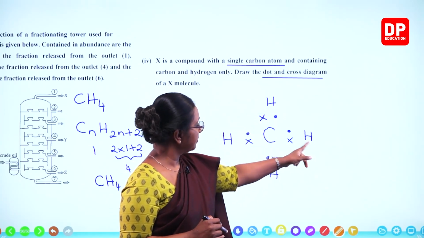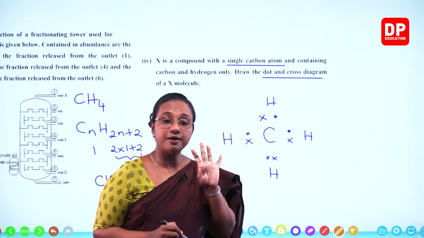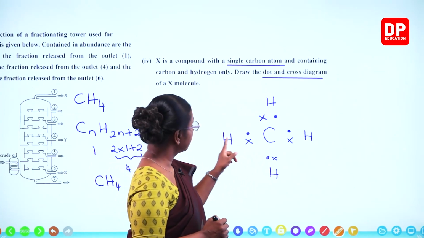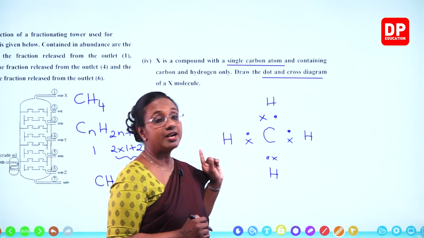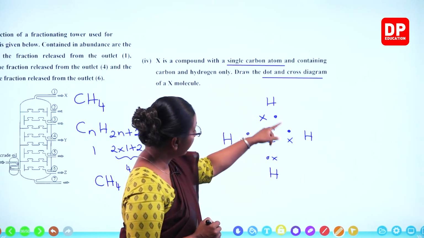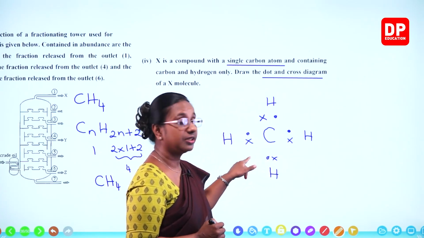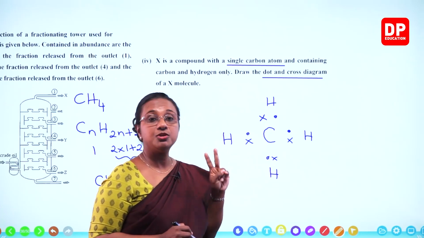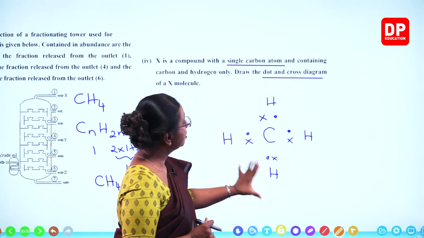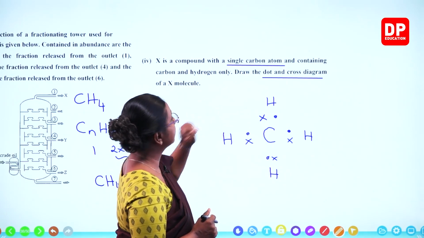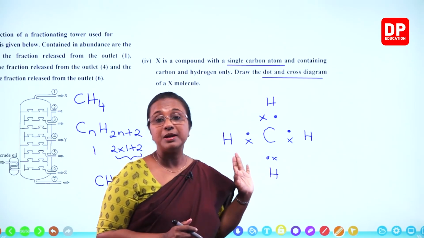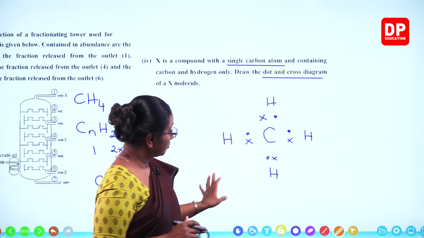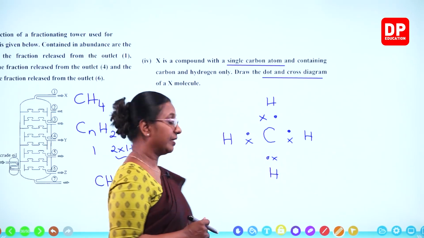So carbon, hydrogen, carbon, hydrogen, carbon, hydrogen, carbon, hydrogen. So there are 4 carbon-hydrogen single covalent bonds. For those bonds, 1 electron is given by hydrogen and 1 electron is given by carbon. And you look at it, carbon has 8 electrons, so the octet is complete. So it is a stable electronic configuration. Hydrogens each have 2 electrons. So this is the dot cross diagram of compound X with a single carbon atom containing carbon and hydrogen only. So you all know this is methane. Is that clear, students? Then with that, we'll move on to the next question.